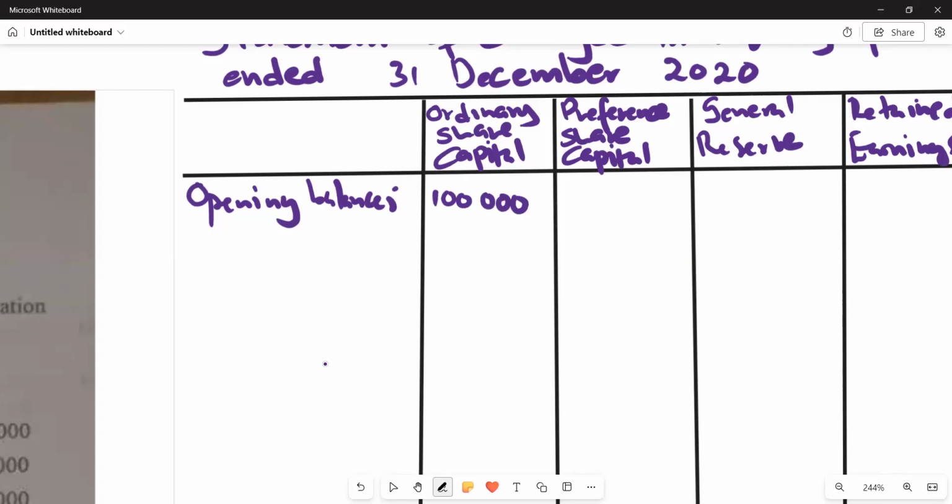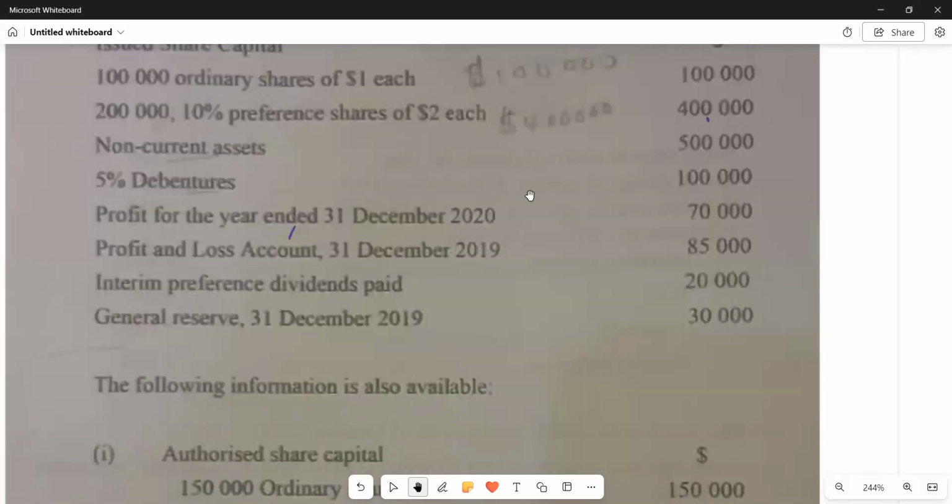Then we go to preference shares. Remember the balance that we got there is 400,000. Then we check in terms of general reserves and also retained earnings. If you come here, we'll see that on the last part, we are given general reserves at 31 December 2019. So this is the opening balance that we are going to have: 30,000.